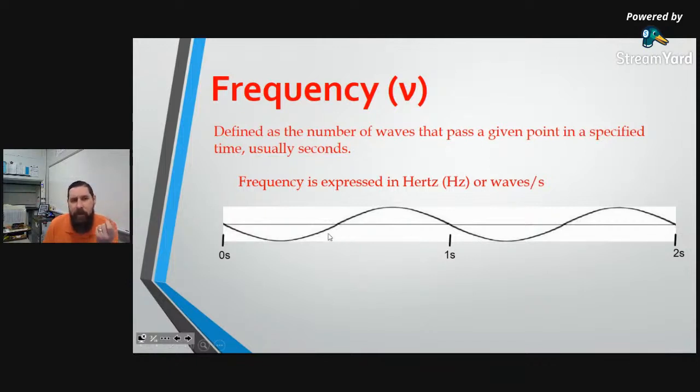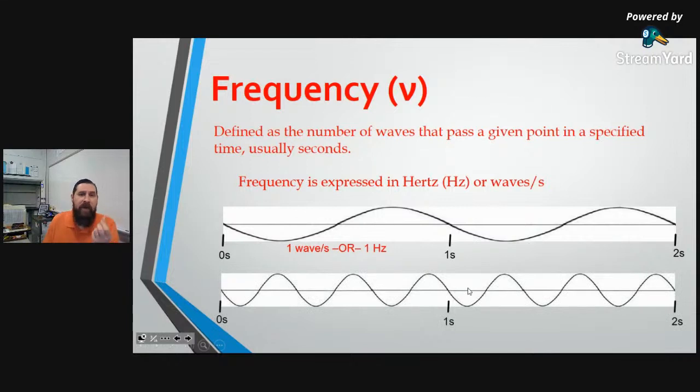Another way that you'll hear frequency defined is the number of wave peaks that pass a given point. So again, we can look at from time 0 to time 1 second, and along that time period, there's only 1 peak. So any way that you do this, what you're going to find is 1 wave per second or a frequency of 1 hertz.